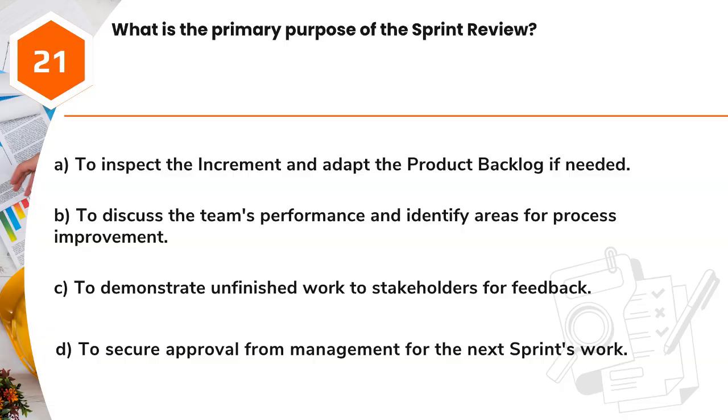Question 21. What is the primary purpose of the sprint review? A. To inspect the increment and adapt the product backlog if needed. B. To discuss the team's performance and identify areas for process improvement. C. To demonstrate unfinished work to stakeholders for feedback. D. To secure approval from management for the next sprint's work.